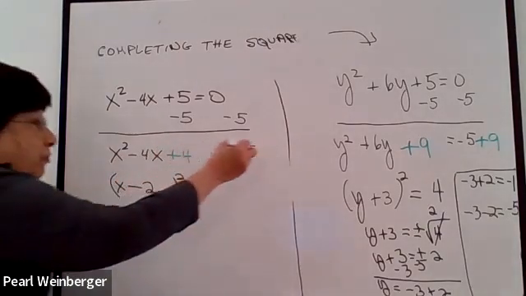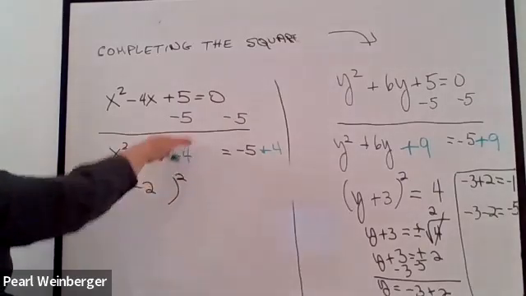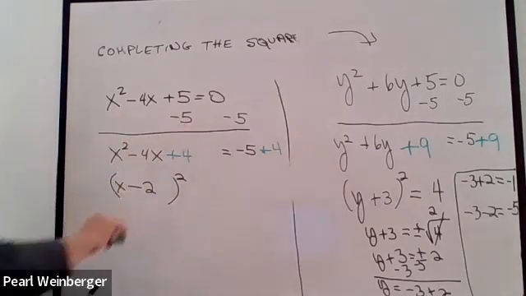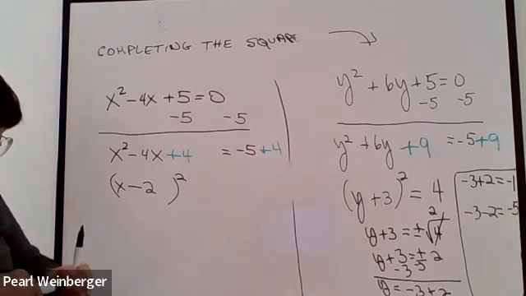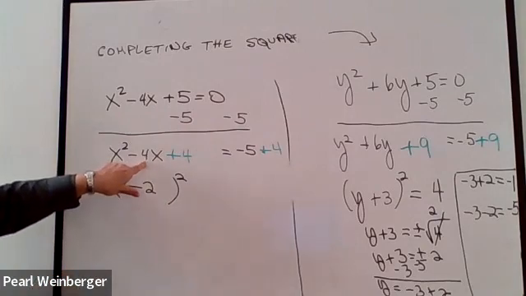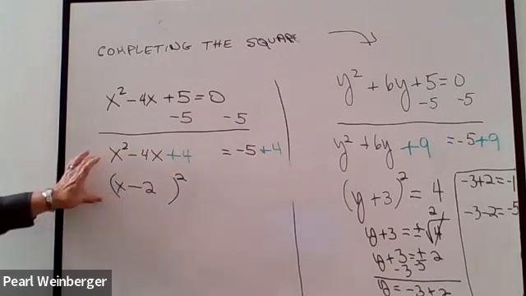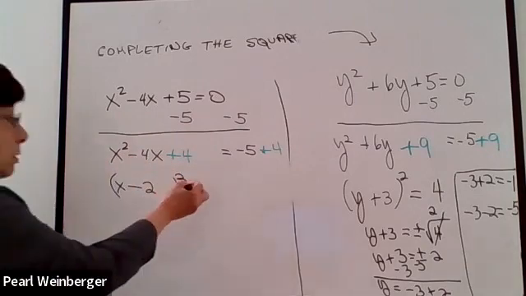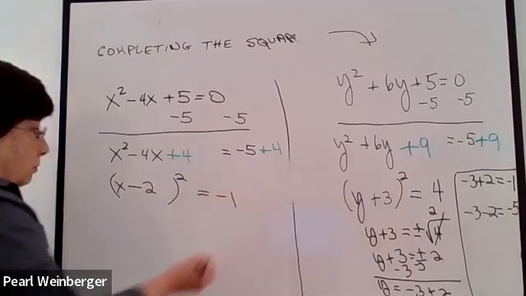I have to add 4 to both sides. Remember, whatever I add on this side to make this into a perfect square trinomial, I add the same exact thing on the other side. And again, it's going to be easy to figure out what to add because I'll take half of this number and multiply by itself. Half of negative 4 is negative 2, negative 2 times negative 2 is positive 4. And here's my binomial squared. And on the other side, I have negative 5 plus 4, which is negative 1.